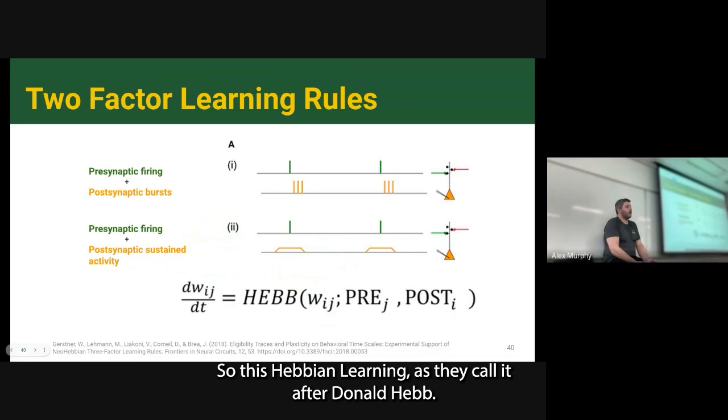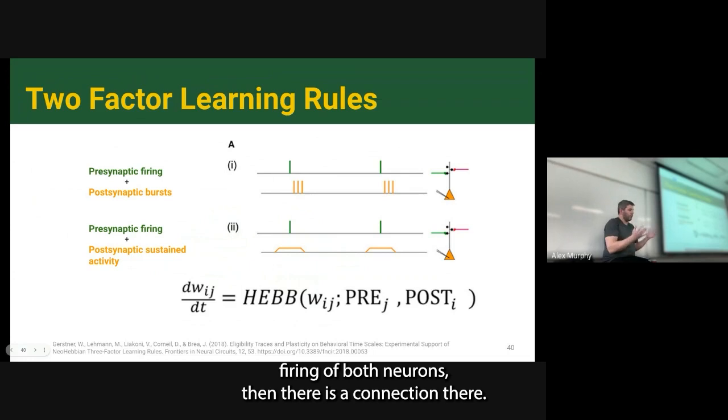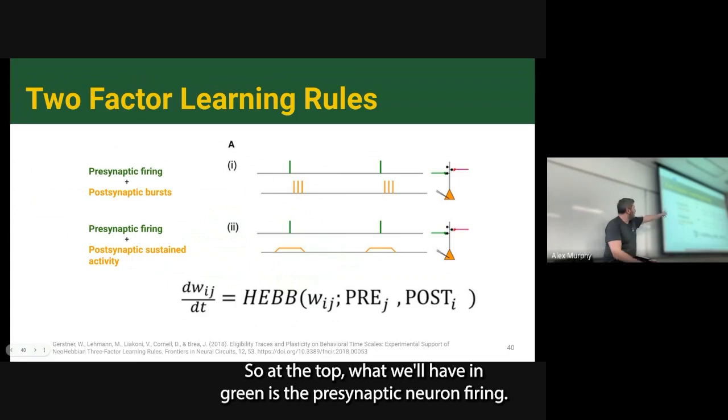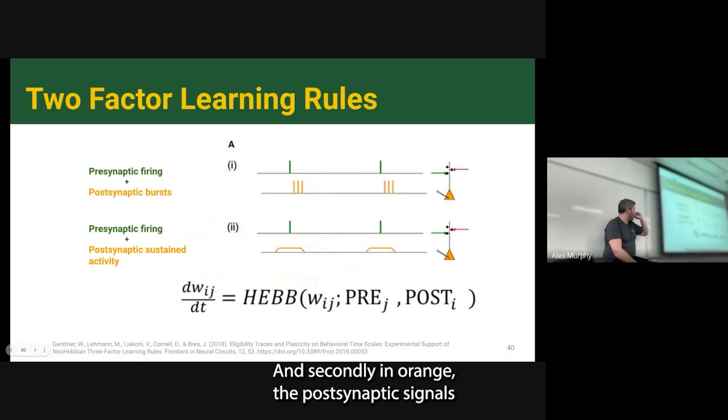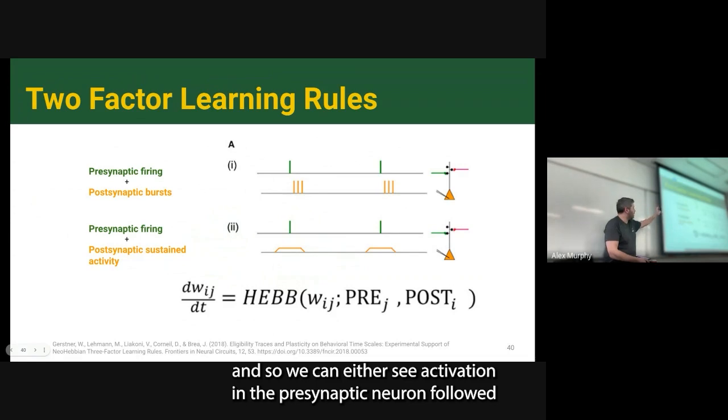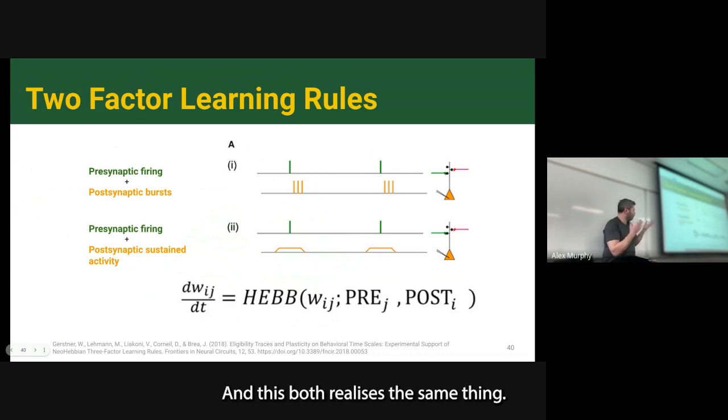So this Hebbian learning, as they call it, after Donald Hebb, is connected with two-factor learning. Basically, as Jay pointed out, if you have concurrent firing of both neurons, then there is a connection there. This is what's called a two-factor learning scheme. At the top, in green, we have the presynaptic neuron firing, and secondly, in orange, the postsynaptic signal, which comes slightly later because obviously things take time to cross the synaptic cleft. We can either see activation in the presynaptic neuron followed by bursts in the postsynaptic neuron, or more sustained activity, and both realize the same thing.